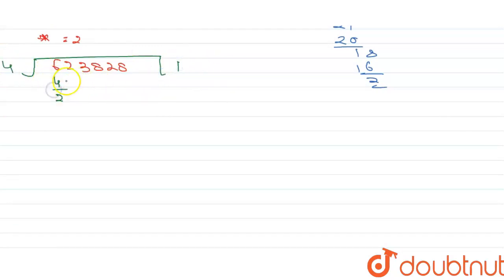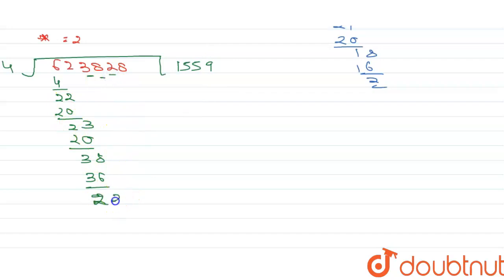The remainder comes 2. This 2 will come here. 4 into 5 is 20. The remainder comes 2. This 3 will come here. Again 4 into 5 is 20. The remainder comes 3. This 8 will come here. 4 into 9 is 36. The remainder comes 2.